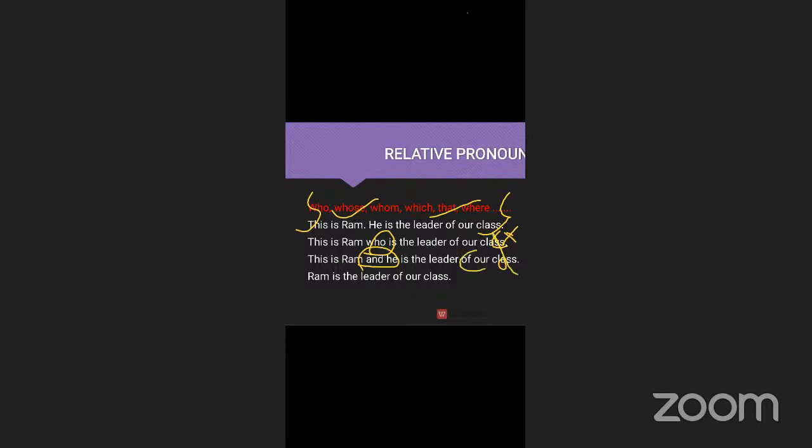This is Ram, and he is the leader of our class. Then see how cleverly we changed this into a simple sentence. "This is Ram", we closed this point. How will we change this one? "This is Ram", we don't need it. "He", we don't need. "Ram is the leader of our class" is enough. Ram is the leader of our class.